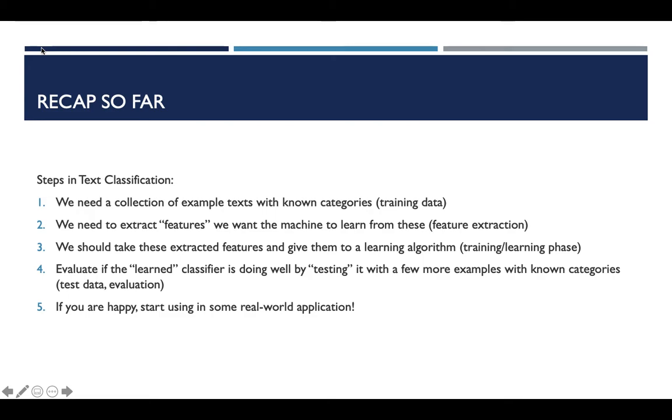So a recap so far. Our steps in doing text classification or machine learning is we need first a collection of example text with our known categories. So where the humans went through and put the labels on the data, right? This email spam, this email ham. That's our training data. Then we extract features that we want the machine to learn from these. That's our feature extraction phase. Then we give these to a learning algorithm where we do the training or the learning, machine learning phase. And then we test it on the test set, our test data.